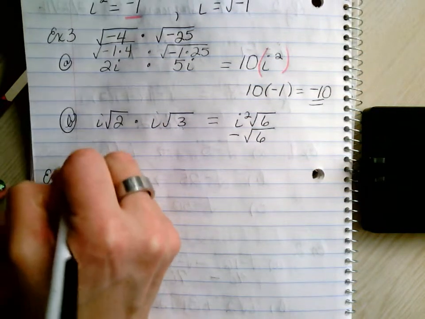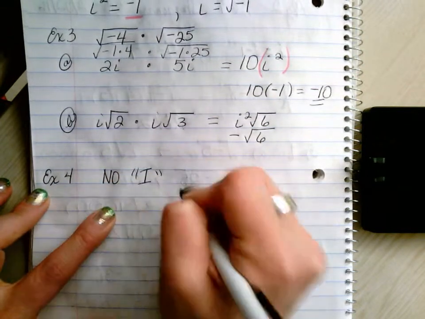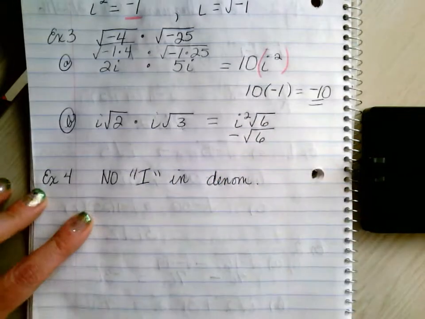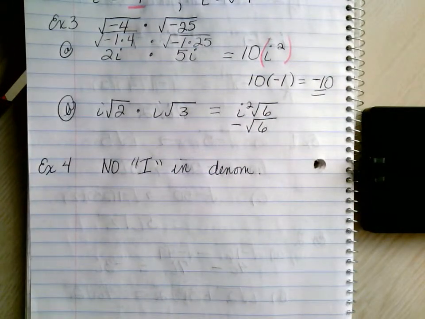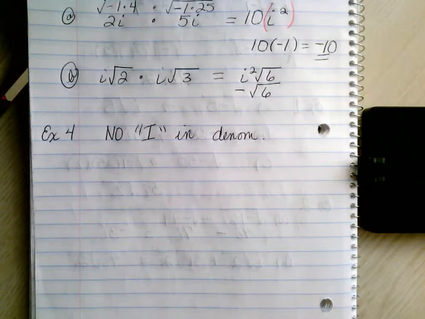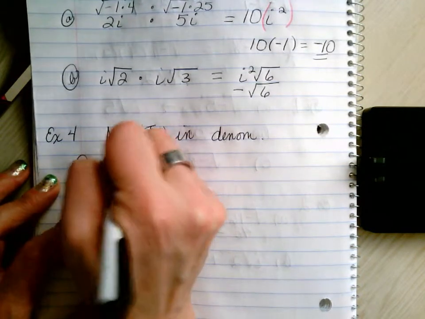Example 4 deals with radicals or imaginary numbers in the denominator. And just like with radicals, you cannot have an i in the denominator. Okay? No i in the denominator. They used to call it rationalizing the denominator when you had a radical. I don't know if they call it the same thing or what. They don't really have a name for it. But in this case, we're going to do a similar thing.